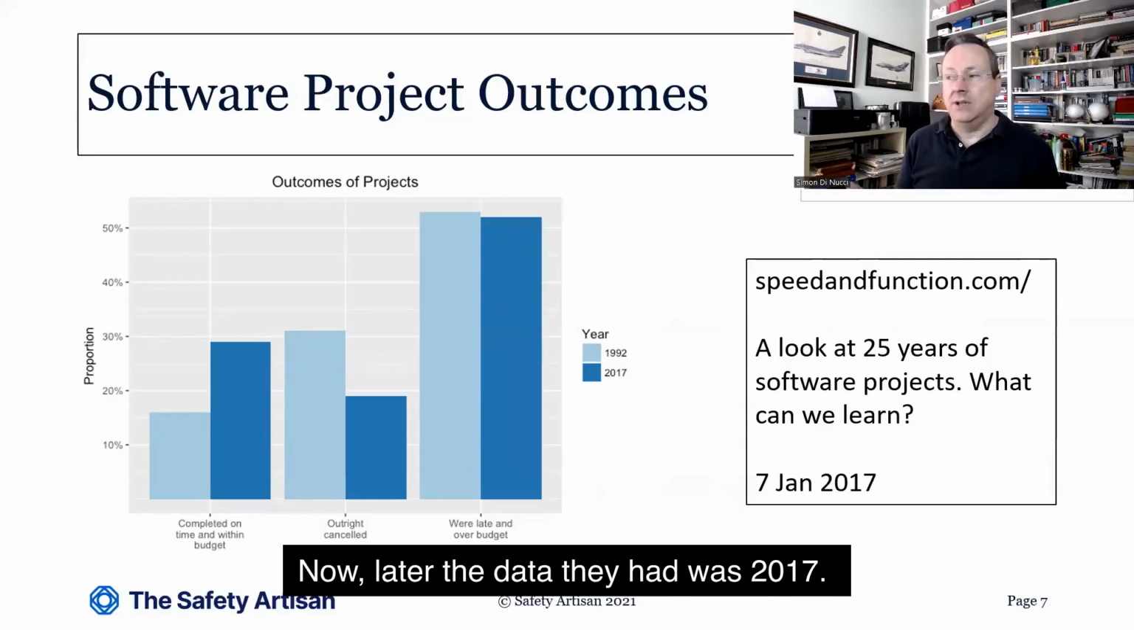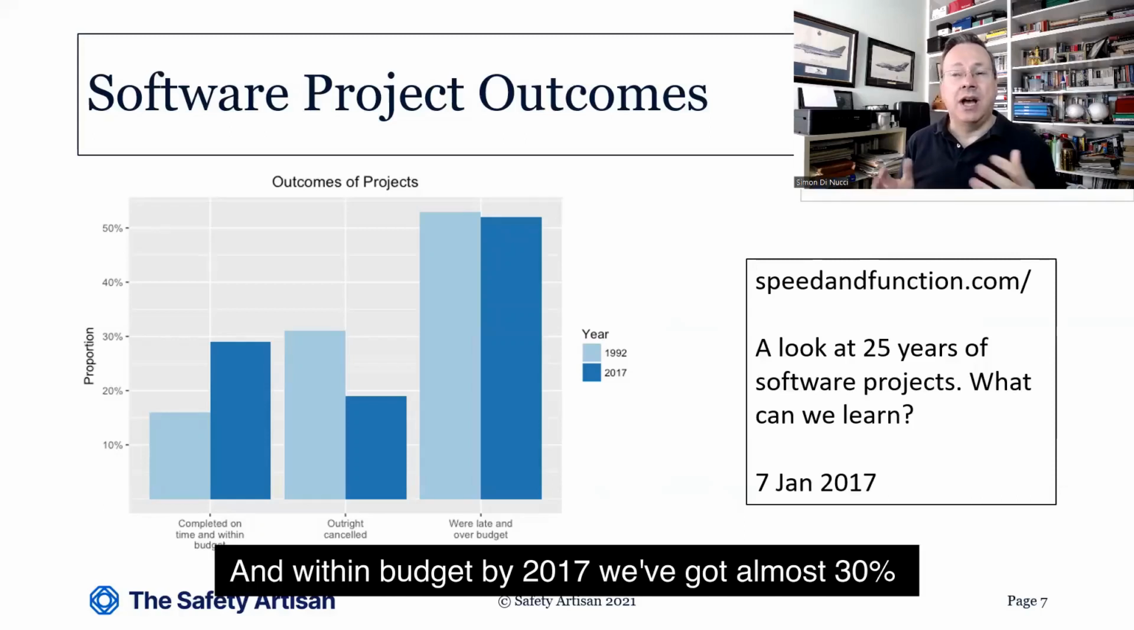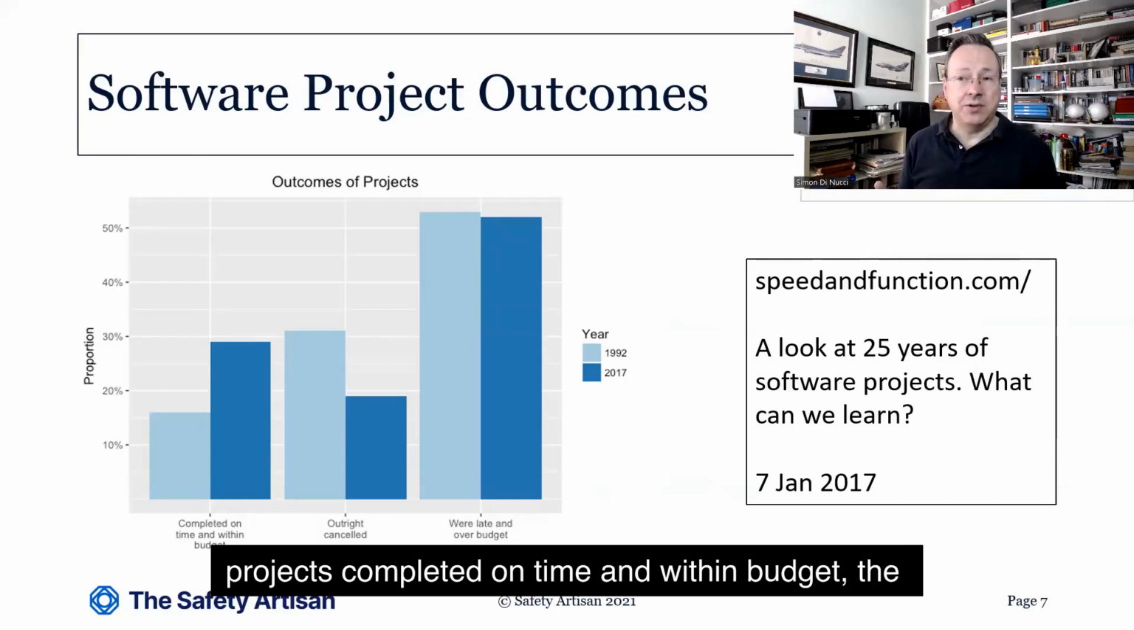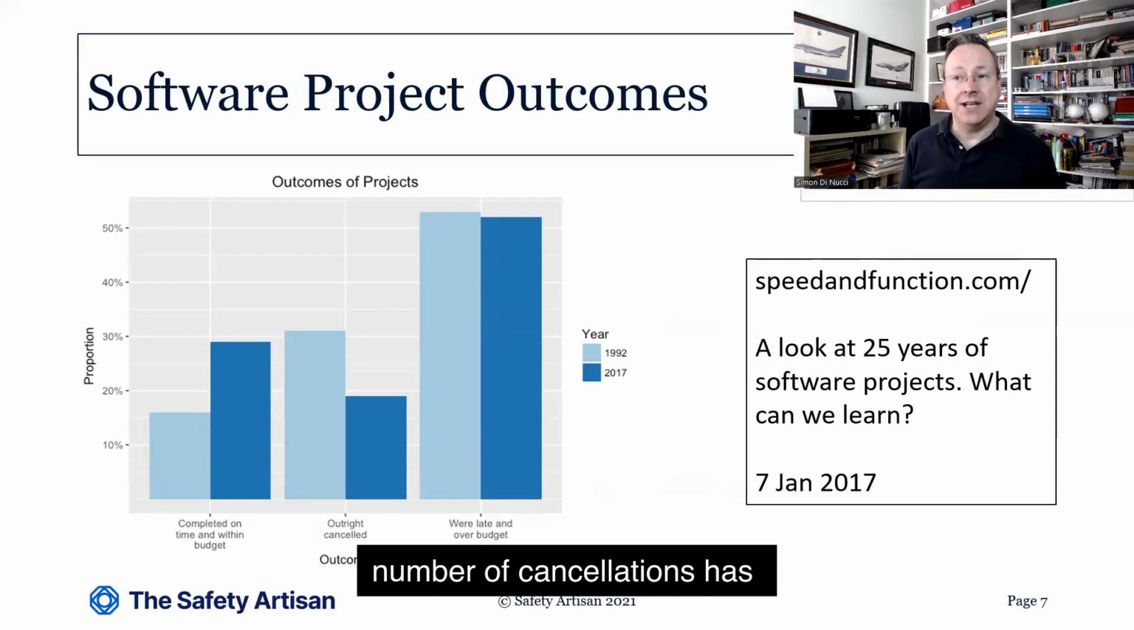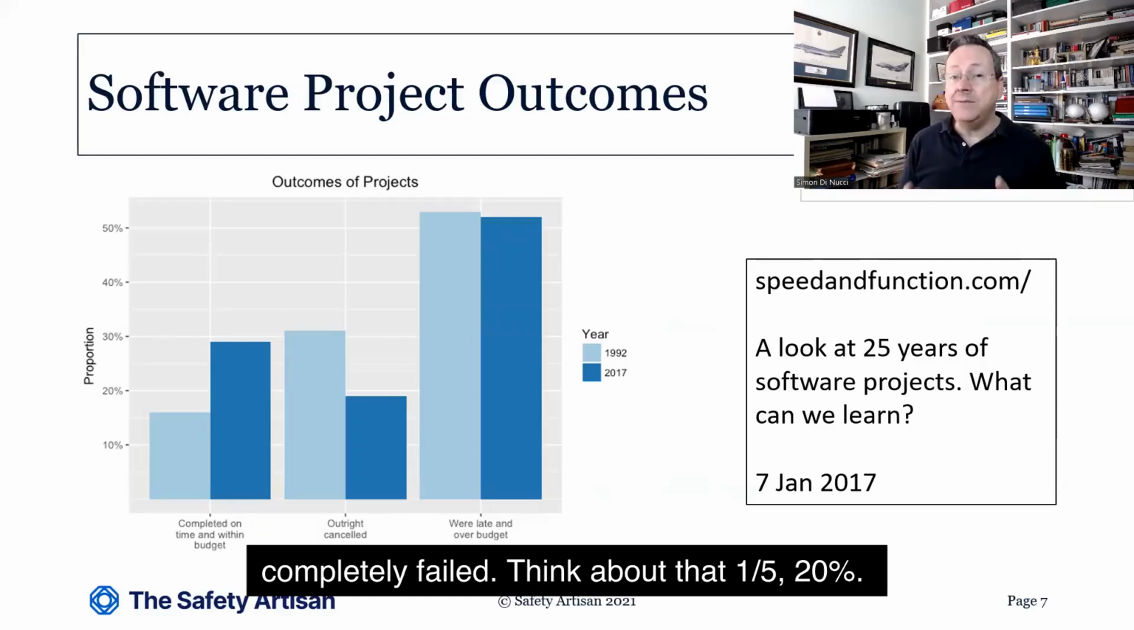Now, the data they had was 2017. So things have definitely got better for completed on time and within budget. By 2017, we've got almost 30% of projects completed on time and within budget. The number of cancellations has dropped to just under 20%, but still 1/5 of all software development programs completely fail. Think about that, 1/5, 20%.